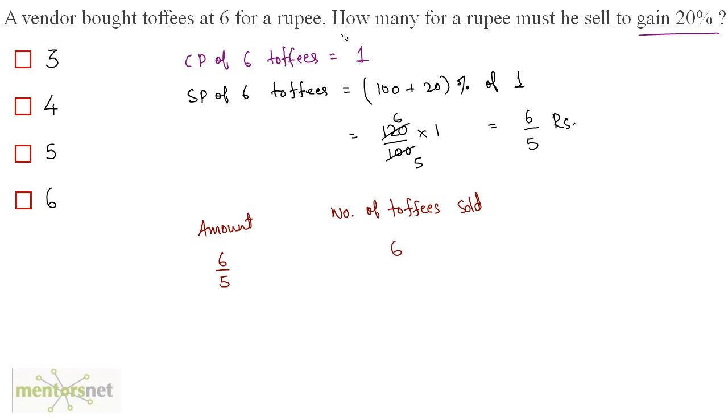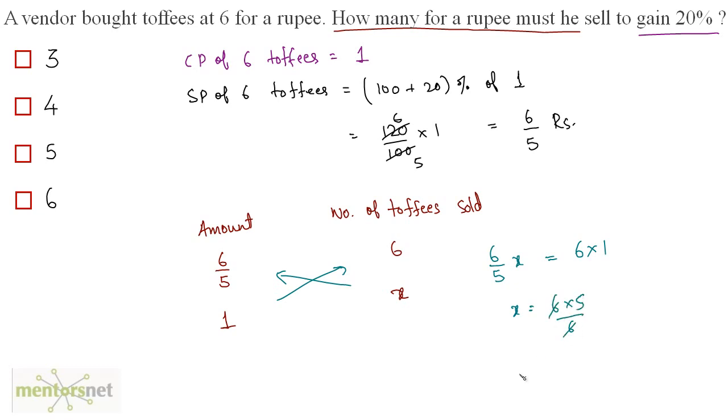So what is asked? How many for a rupee must he sell? So for 1 rupee, how many toffees should be sold? We can do a cross multiplication here. So 6 by 5 times x is equal to 6 times 1. So x is equal to 6 times 5 by 6. Therefore the number of toffees is equal to 5. We can sell 5 toffees for the amount of 1 rupee. So option C is the correct answer.